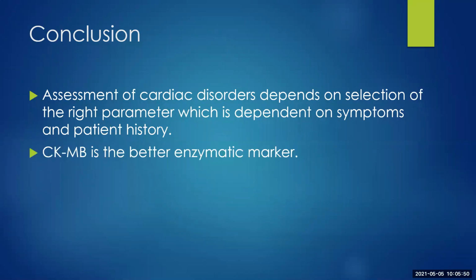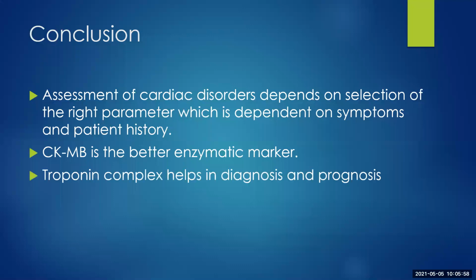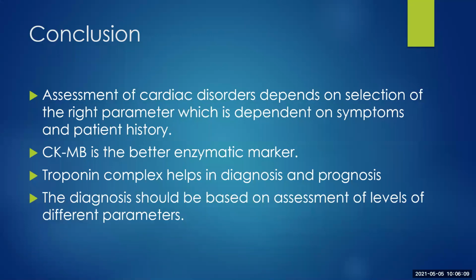Out of all the enzymatic markers, CKMB is better compared to all others because of its highly specific nature. Cardiac troponin complex helps us in diagnosis and prognosis of cardiovascular diseases. The diagnosis should be based on assessment of the levels of different parameters. So what we are trying to say is, don't base your diagnosis on just one parameter. Just because CKMB is increased, don't say the patient is having myocardial infarction. You have to focus on multiple parameters and base your assessment on the values we get from these parameters.